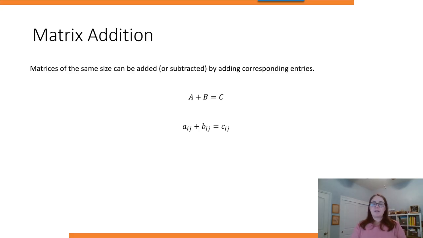Writing out the position level, if I'm taking a matrix A plus a matrix B to get a sum of a matrix C, then I'm just taking the ijth term from A plus the ijth term from B, so in the same position, and the sum will go in the ijth position in the matrix C.